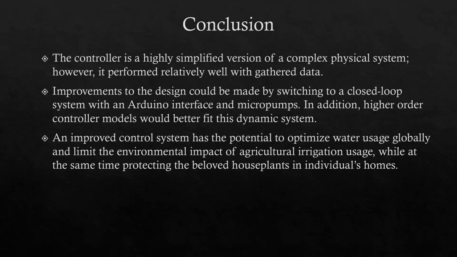An improved control system has the potential to optimize water usage globally and limit the environmental impact of agriculture irrigation usage, while at the same time protecting the beloved houseplants in individuals' homes.